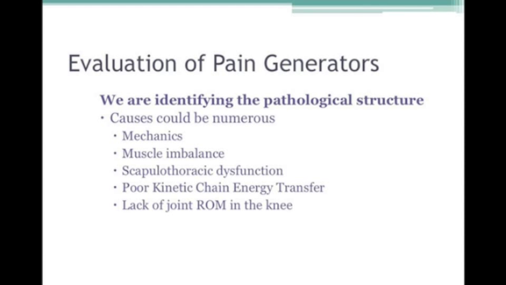Keep in mind when we're talking here, we're trying to identify the pathological structure, but the causes of the problem could be numerous. Mechanics, muscle imbalance, scapulothoracic dysfunction, poor kinetic chain energy transfer, lack of joint rotation, joint range of motion, a pelvic and dominant rotation. There's a million different things that can cause these problems, and with these special tests we're just trying to figure out what tissue we're dealing with. What's the problem? And then we'll figure out how to solve it and keep it from coming back.